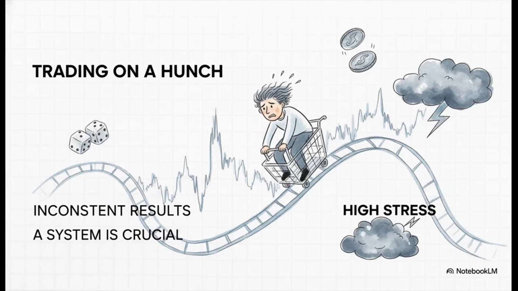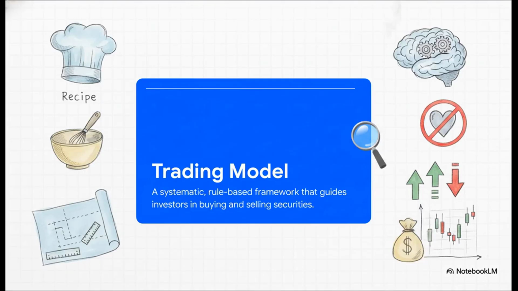And that's the core of the problem. When you trade on a hunch, you're essentially gambling. It's a recipe for inconsistent results and, frankly, a ton of stress. But what if? What if there was a way to take all of that emotion out of the equation? Well, that's where the trading model comes in.